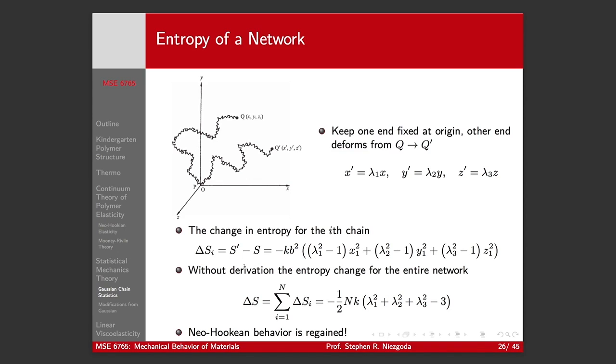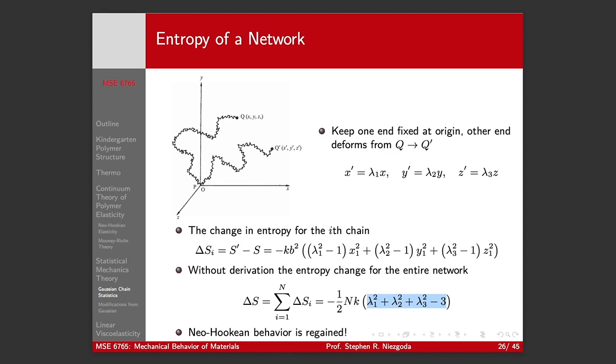And then, because it's kind of nasty and takes a lot of time without adding any real understanding behind it, I'm just going to present the change in entropy for the entire polymer network. We can sum this over all the chains, and we get a relationship that looks like this. And look, lo and behold, that's our Neo-Hookean. This is nothing but our strain energy density function.